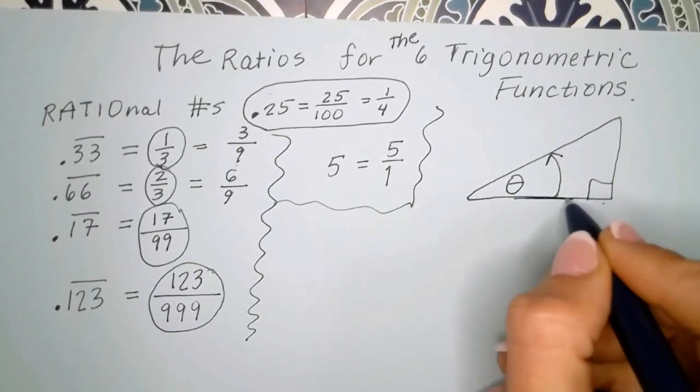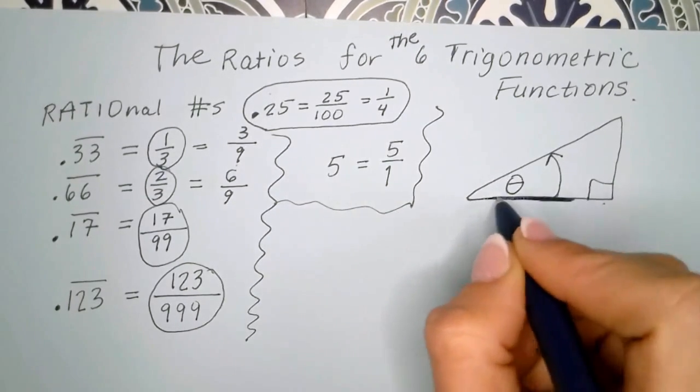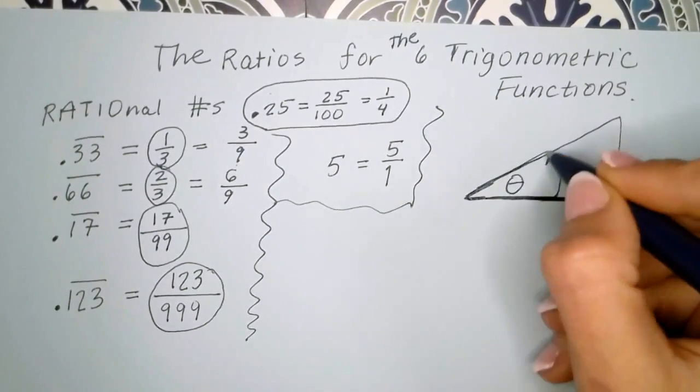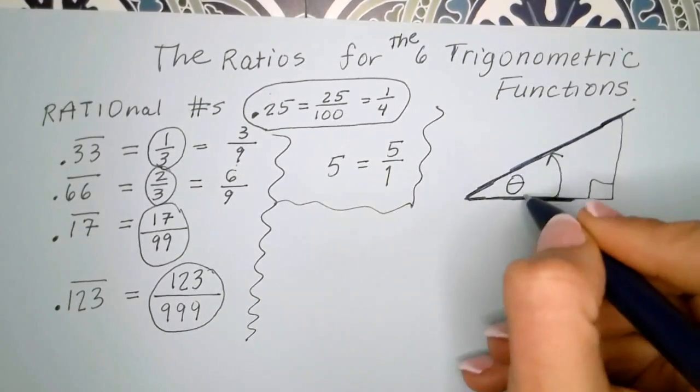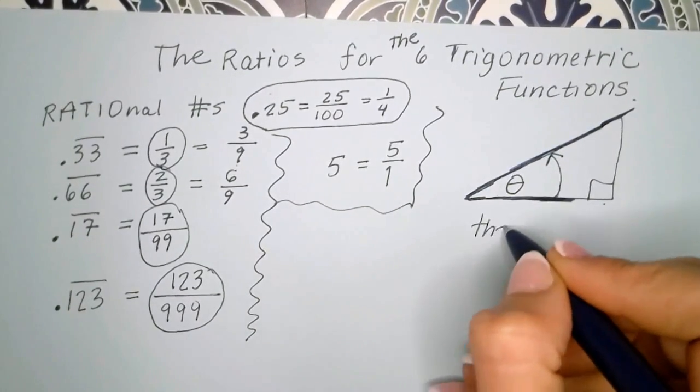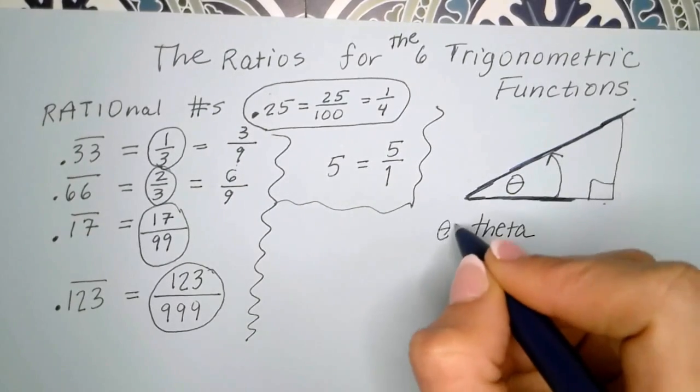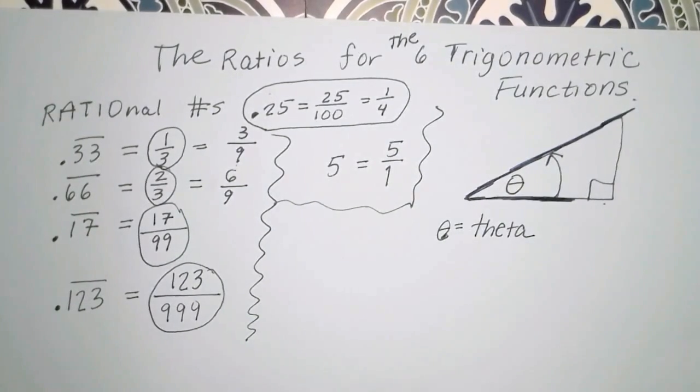This is sort of like overlapping my x-axis. That's my initial side, and this one is what we call the terminal side. And this is what's swept out to create the angle. This is the angle, I call that one the Greek letter theta, right? Theta is the angle. We use that Greek letter to represent it.